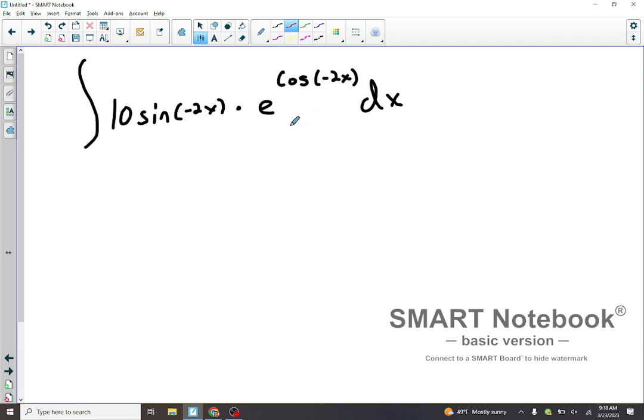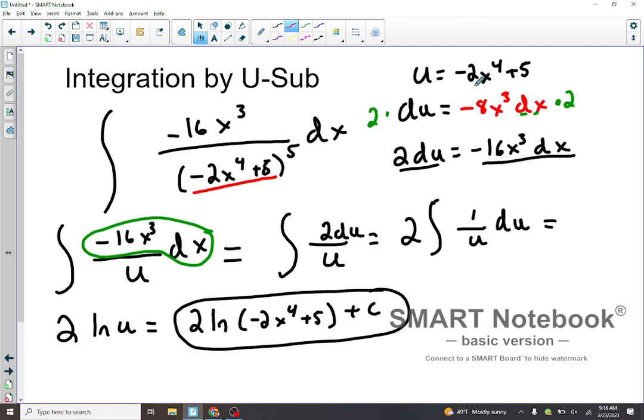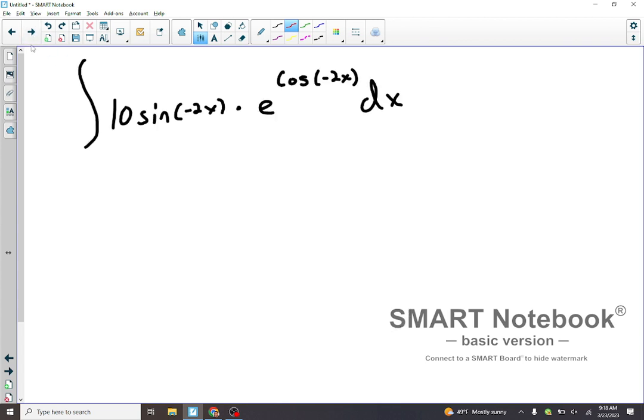Well, in these situations, you want to think about it. I'm trying to figure out something that, when I derive it, still exists. For example, when I derived the earlier one, it was left with a negative 8x cubed. I had an x cubed, so I knew my derivative worked. So in this case, I'm going to choose cosine negative 2x as my u. My du is going to be, what's the derivative of cosine? Negative sine.